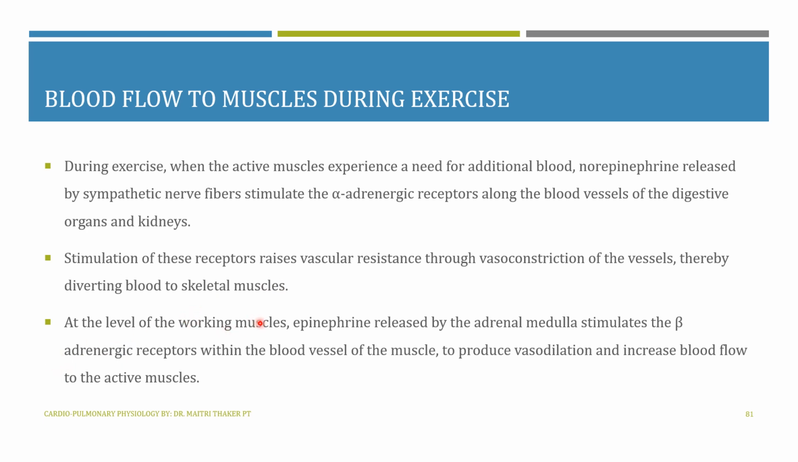Now at the level of the working muscle, epinephrine, the same hormone, will stimulate beta receptors, and because of that there will be vasodilatation in the blood vessels of working muscles. So all the blood that is shifted from the other visceral organs will be in your active muscle due to vasodilatation. The entire blood from our body gets shifted towards the working muscle to improve blood supply.